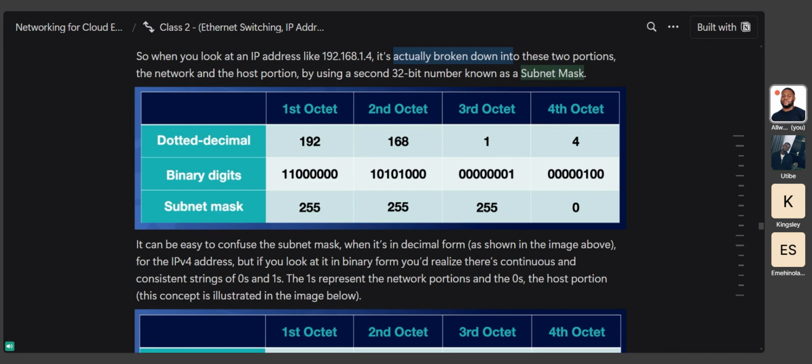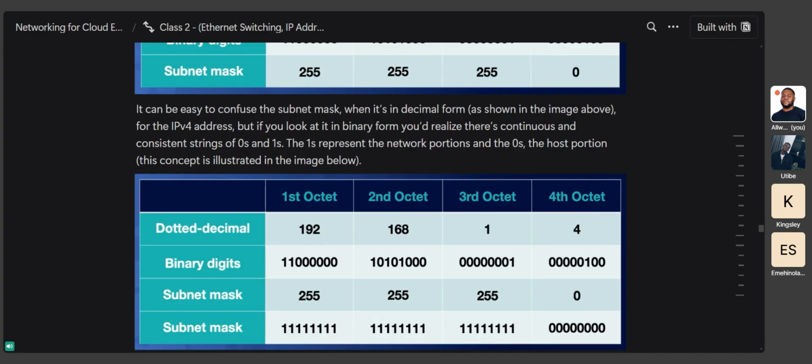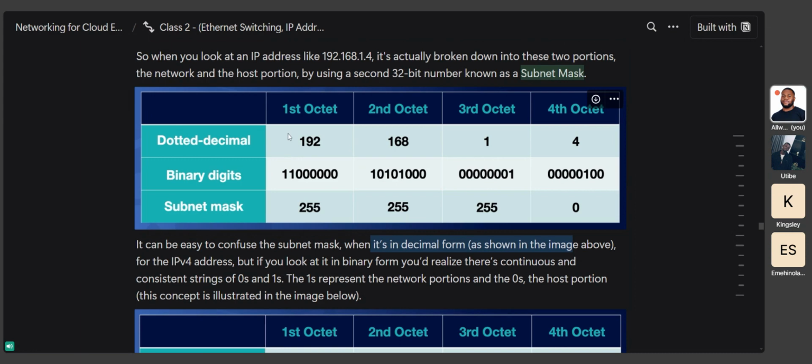Now we are introducing a subnet mask. In this case, you can see 192.168.1.4. This is the binary representation of this decimal number. The network portion and the host portion of this IP address, 192.168.1.4, are signified by this subnet mask, 255.255.255.0. It can be easy to confuse the subnet mask when it's in decimal form, as shown in the image below.